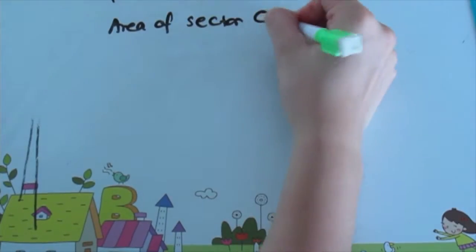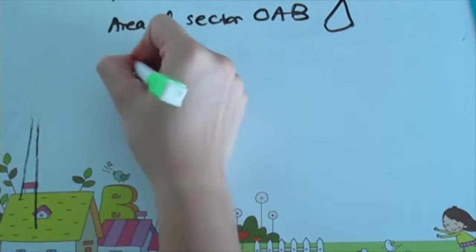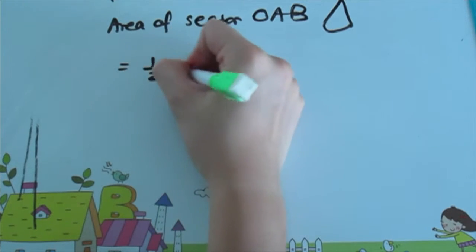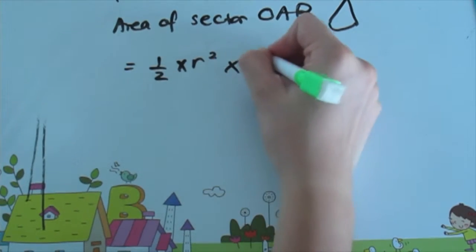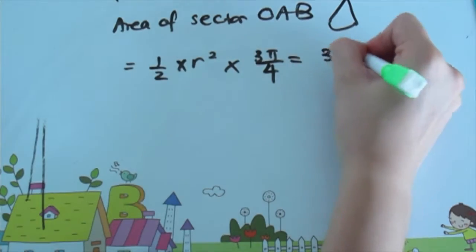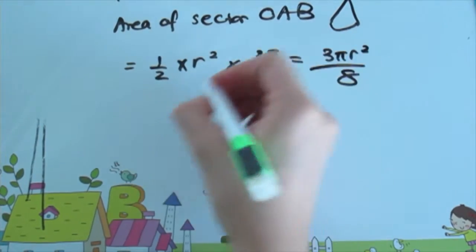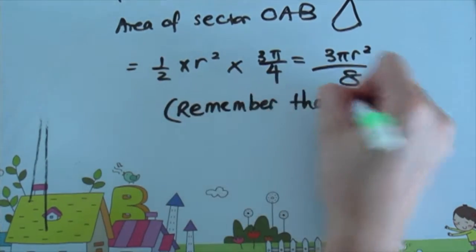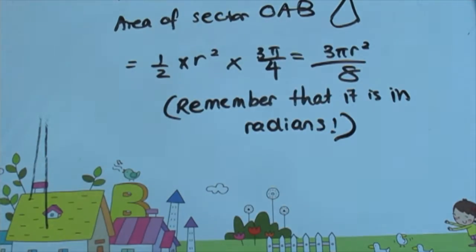So for the area of the sector OAB, what we first need to do is use the equation 1/2 times r squared times 3 pi over 4. And this is the equation used to find the area of sectors. And remember to make sure that your calculator is in radians as well.